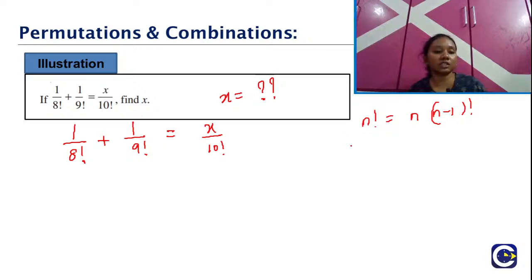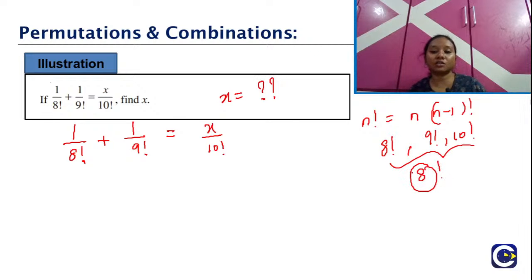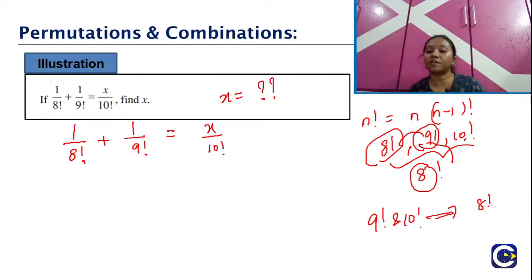Right, so what are the factorials they have given? 8 factorial, 9 factorial as well as 10 factorial. Amongst these three, which is the lowest one? 8 factorial is the lowest one. So we cannot express 8 factorial in terms of 9 factorial and 10 factorial, whereas we can convert the given 9 factorial and 10 factorial into 8 factorial.